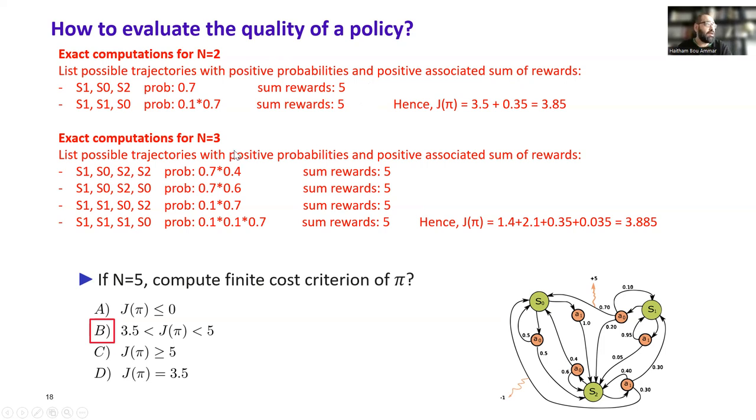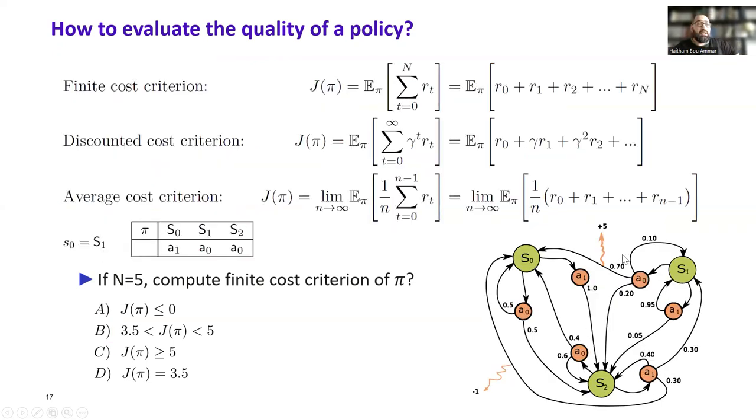If you look back at the policy, we are starting from S1, and in S1 we are applying an action A0. Now, if we apply action A0, then we could go to S0 with a probability 0.7, or we can go back to S1 with a probability 0.1. So one of the trajectories is going from S1 to S0, and that will give me a plus 5 reward. If I go back and keep doing this, I get zero rewards, so I don't necessarily need to list that trajectory.